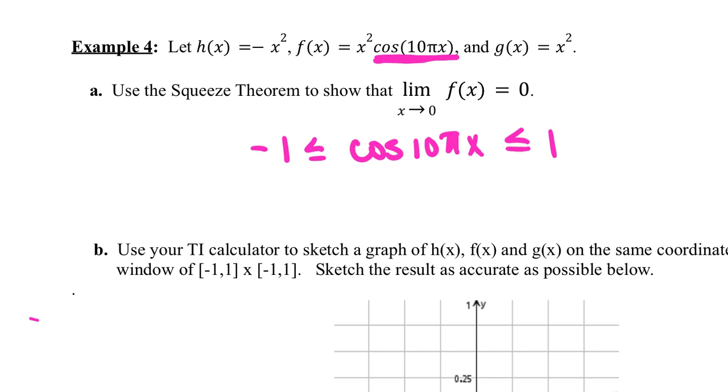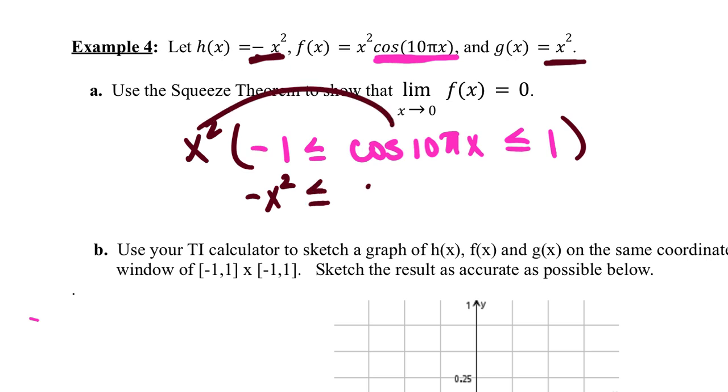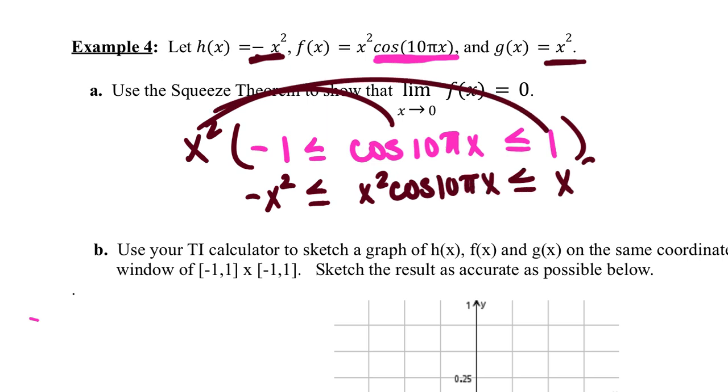So now I need to get my x squared, right? So I'm going to go across and multiply by that x squared. So here's my lower bound and here's my upper bound. So I'm going to get negative x squared, then I'm going to multiply here, which gets me x squared cosine 10 pi x. And then I get x squared. So do you see now how this middle piece looks just like where we started?